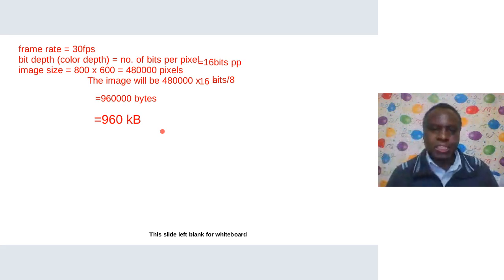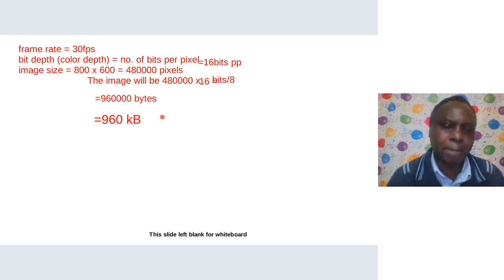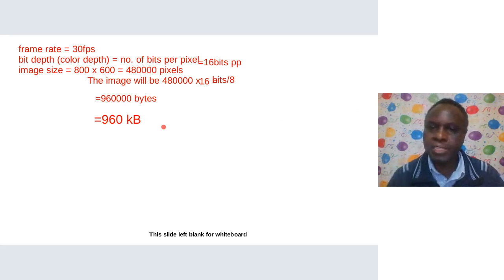Now, notice that it is making 30 of them per second. We say, let our frame rate be 30 frames per second. So every second, your camera, which you'll be using to record your video, is creating 30 images. So what will be the total size of the 30 images that your camera is producing per second? Of course, that's now quite straightforward.